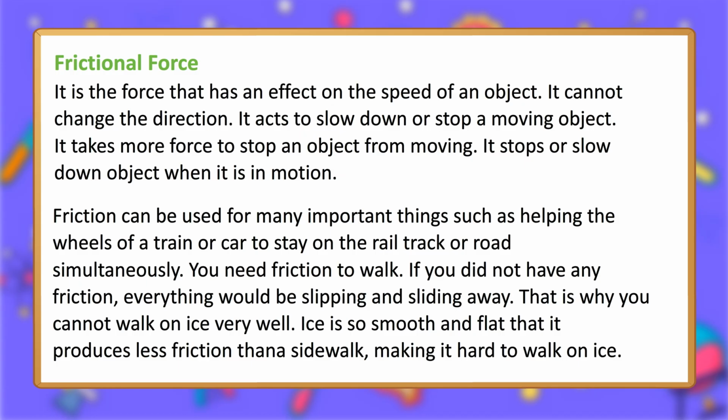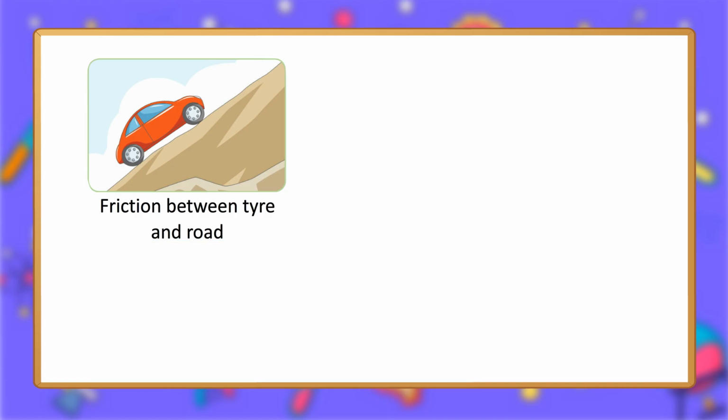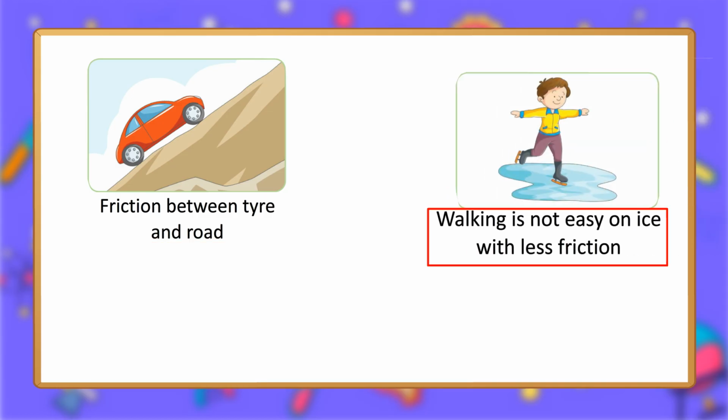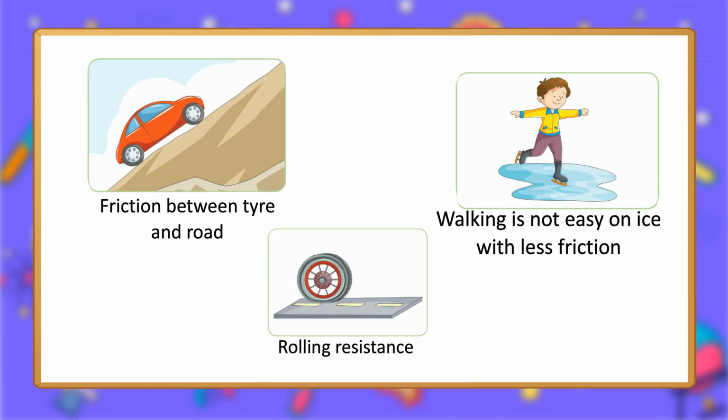Friction can be used for many important things such as helping the wheels of a train or car to stay on the rail track or road. You need friction to walk. If you did not have any friction, everything would be slipping and sliding away. That is why you cannot walk on ice very well. Ice is so smooth and flat that it produces less friction than a sidewalk, making it hard to walk on ice.